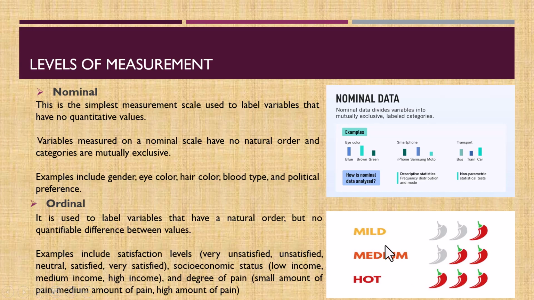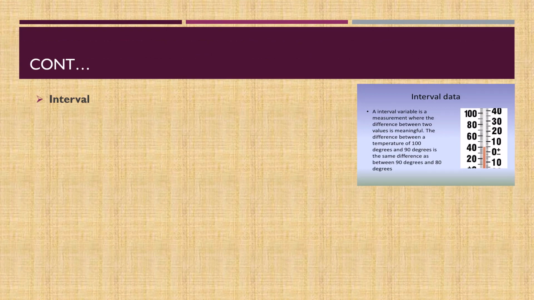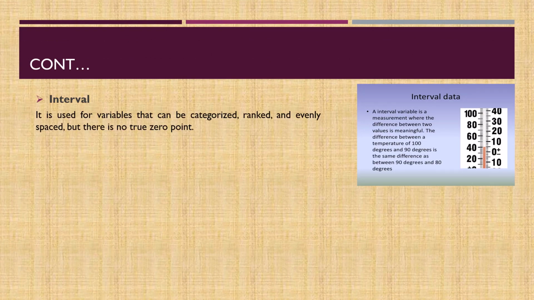The picture also shows something in a visual format. Something can be mild, medium, or hot, depending on the level of hotness. We also have interval data, which is used for variables that can be categorized, ranked, and evenly spaced, but there is no true zero point.